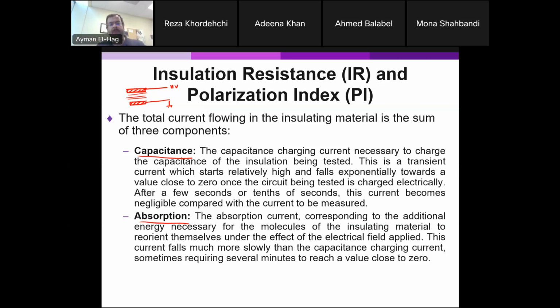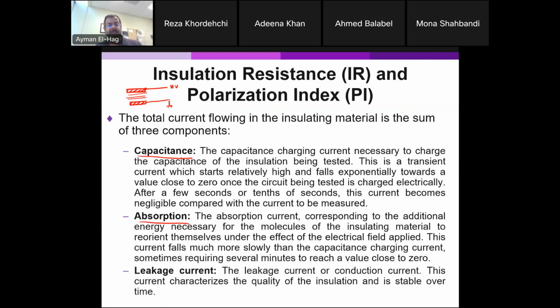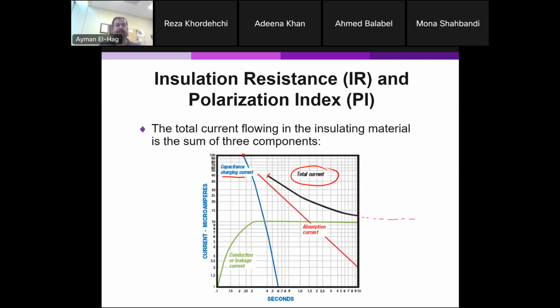Why are we doing this? Because we are waiting for these two currents, which are not a reflection of the quality of the insulation, to die out. Finally, we have the leakage current, or the conduction current. That is the current I am interested in. That is the current that reflects the quality of the insulation. And when you see here, this current stabilizes with time. It starts to increase, and then it stabilizes and stays.